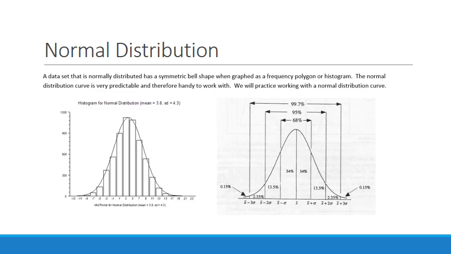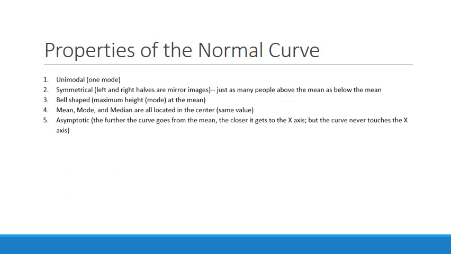So a frequency polygon, don't really worry about. A histogram, simply a bar graph, everybody. The normal distribution curve is very predictable and therefore handy to work with. We'll practice working with a normal distribution curve. So that's what we're doing in this lesson.